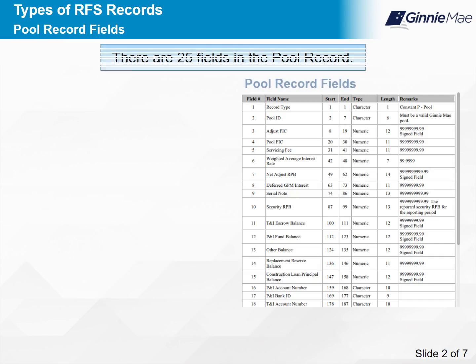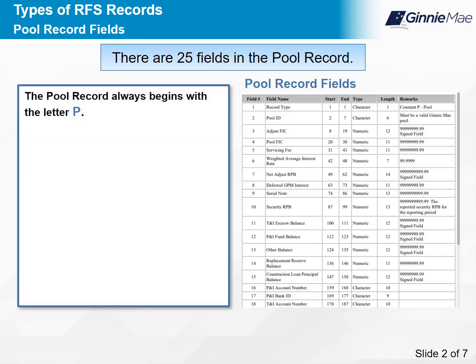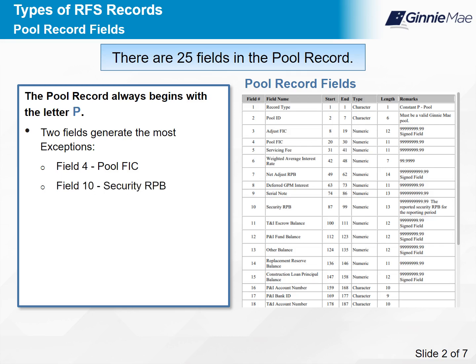There are 25 fields in the pool record. The pool record always begins with the letter P. The 2 fields which generate the most exceptions are Field 4, Pool FIC, and Field 10, Security RPB. FIC is the acronym for Fixed Installment Control. Note that the Pool FIC field must agree with the Cumulative Active Loan FIC for the reporting period.